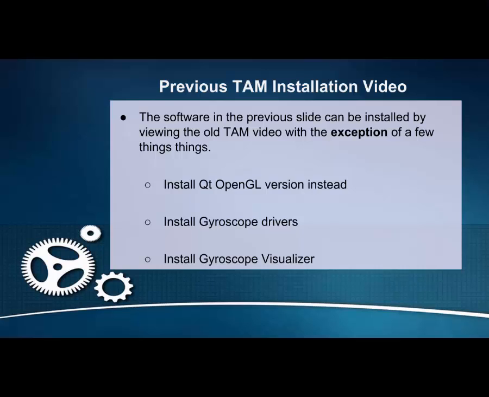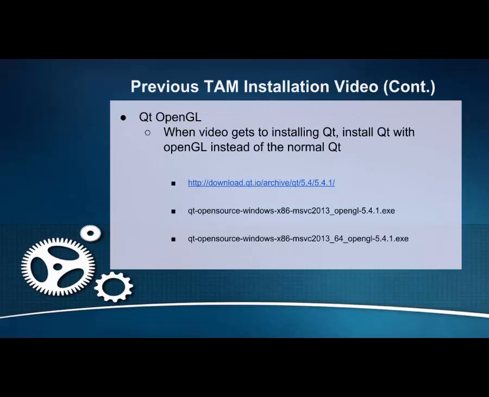One of the things that previous video doesn't cover is how to install gyroscope drivers and how to install the gyroscope visualizer. Those will be covered in this video. The previous TAM installation video, as I just mentioned, requires the Qt OpenGL version. I have included here a link for you to download the Qt OpenGL version, as well as the two options that are required depending on your architecture. Choose these during the installation video and continue normally.